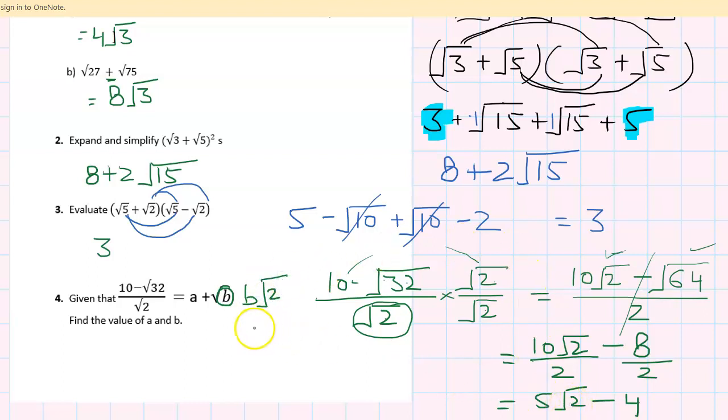So now we compare it. This is 5 root 2, this is positive, and minus 4. So a is minus 4 and b is 5. So that is the solution.